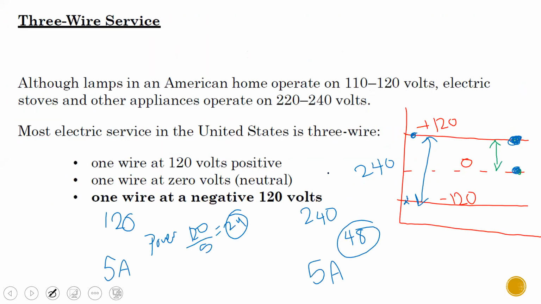And we talked about the three-wire service. If they connect on this wire and this wire, they make 120 volts. But if it is connected between the positive 120 and negative 120, the machine can work on 240 volts. Is it clear?